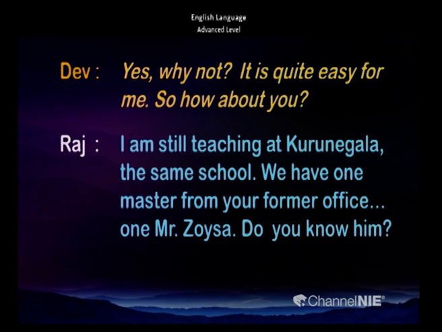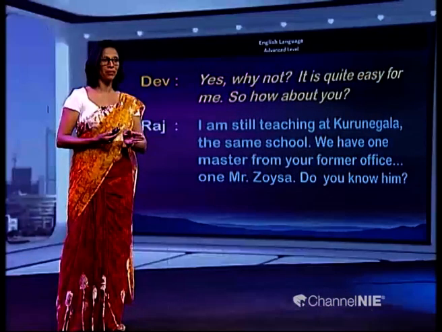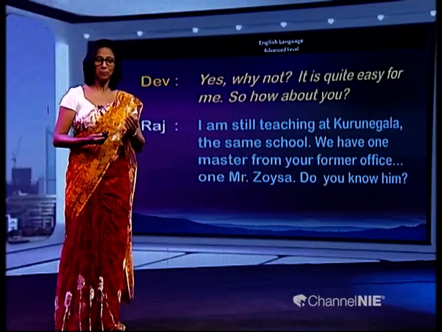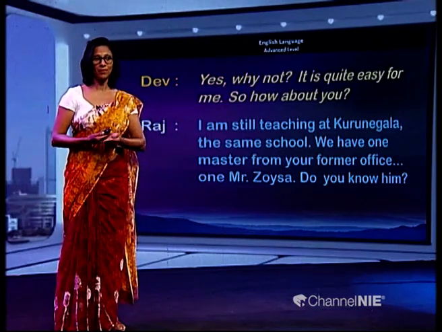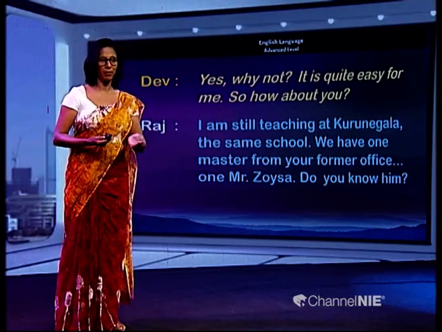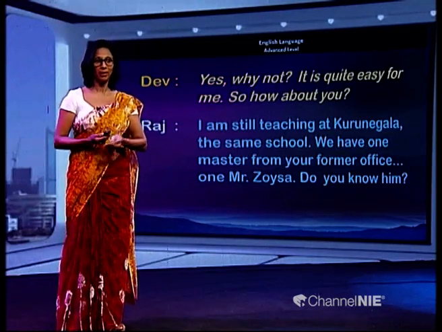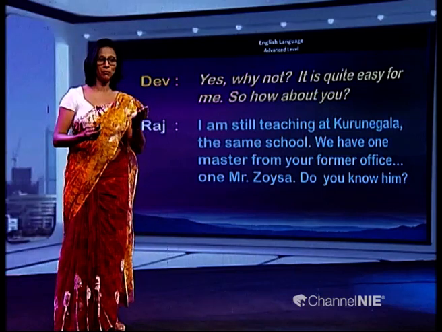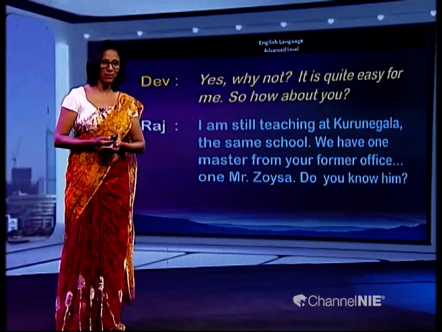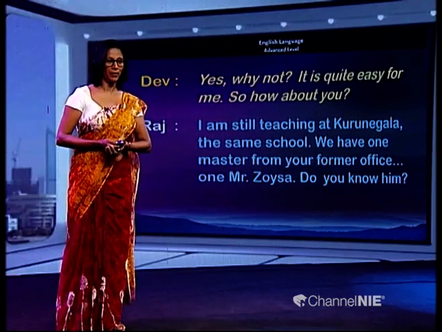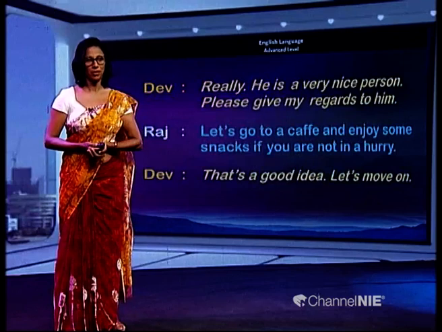We have one master from your former office, one Mr. Soiza. Do you know him? So, once you want to refer to a person, one Mr. Soiza means there are so many people by that surname Soiza. So, he wants to say one of those, right? So, that is why he says one Mr. Soiza. Do you know him? Again a question, right? So, I taught you forming this type of questions in my previous slides. Now, I think this activity will be easy for you and something interesting, right?